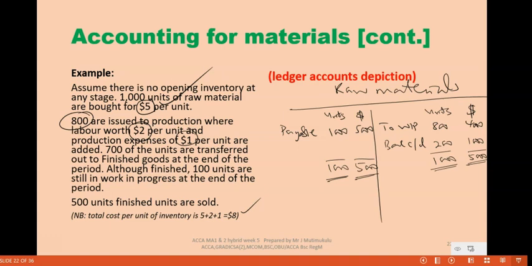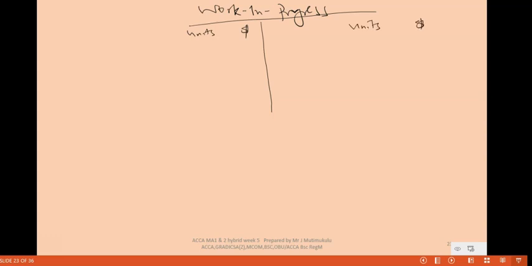We then have to account for the work in progress. Remember, these items have been transferred to production, so we must have the work in progress account. So we can open our work in progress account. The work in progress account can also have the units column and the dollar column. Because we have received in this account materials from the warehouse, we can simply say from materials account. How many units do we receive? We receive 800 units at $5, that is 4,000.